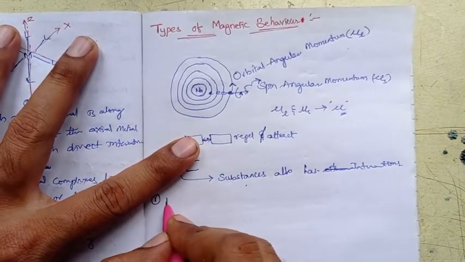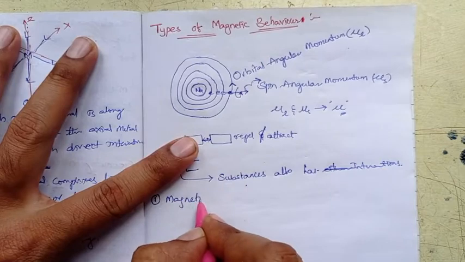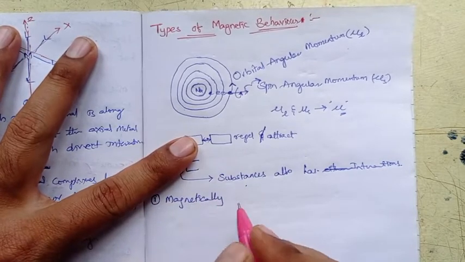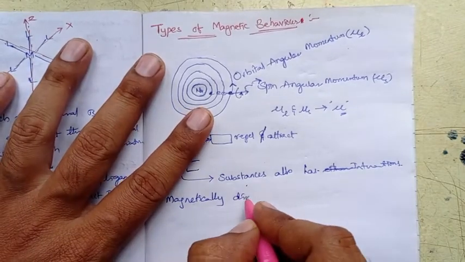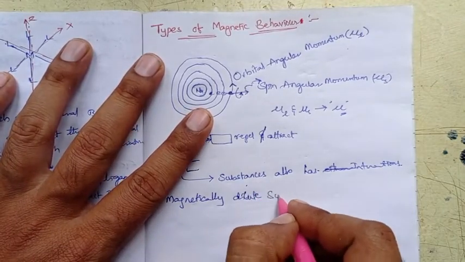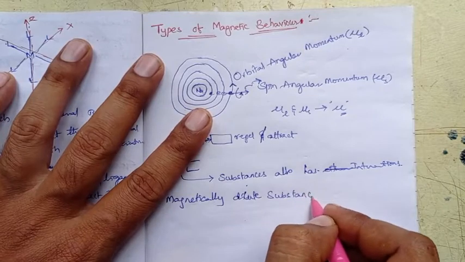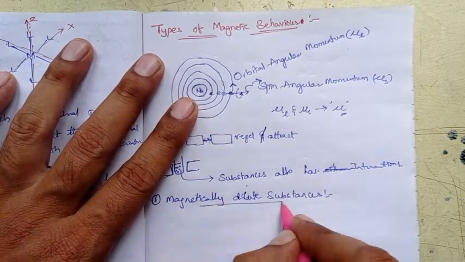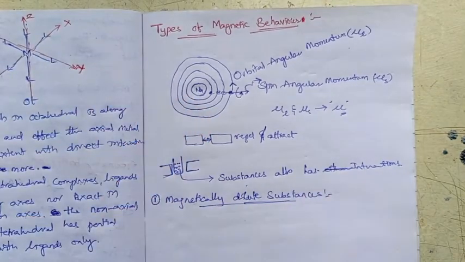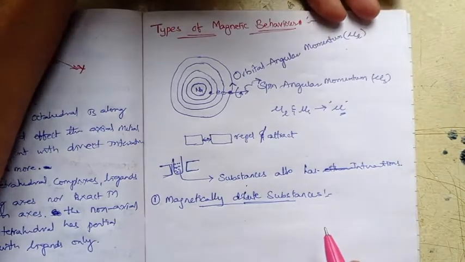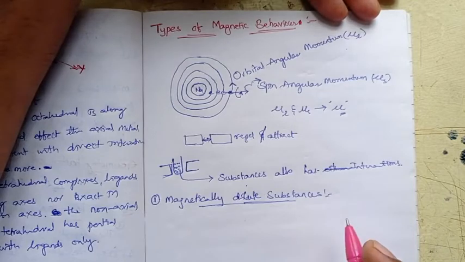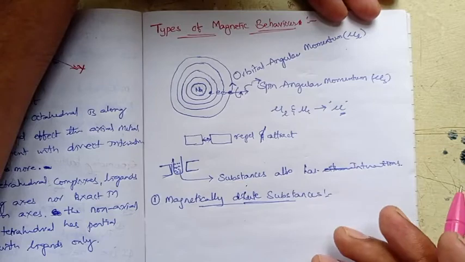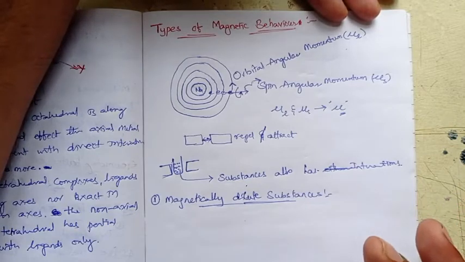Initially, magnetically dilute compounds, dilute substances, and magnetically concentrated substances. Like this, we will have two different broad classifications of substances with respect to magnetic behavior, or we can say the substance's interaction with an external magnetic field, right?